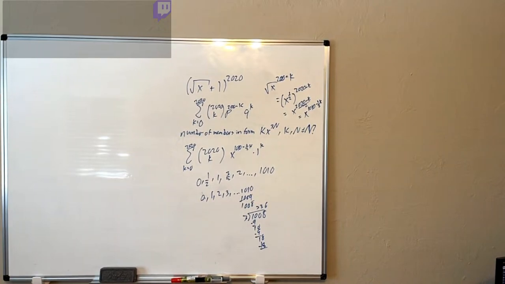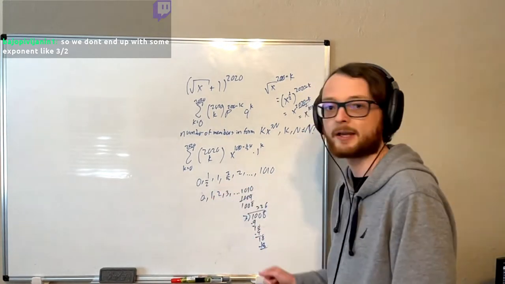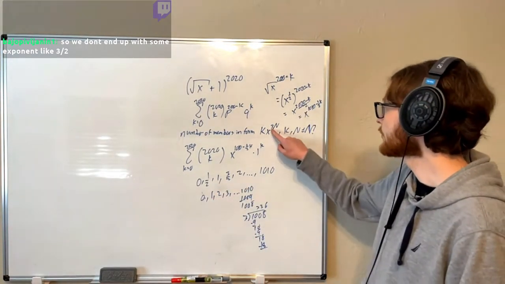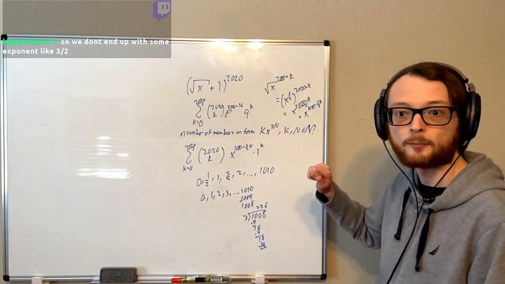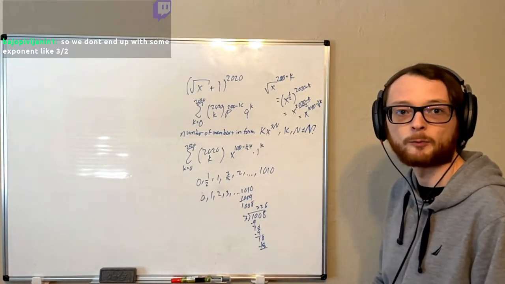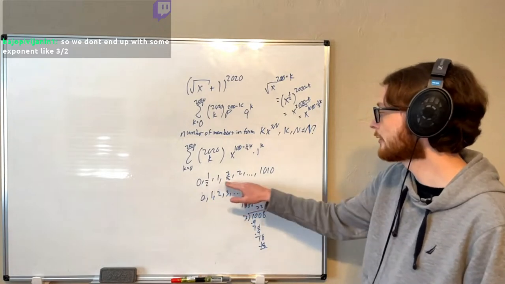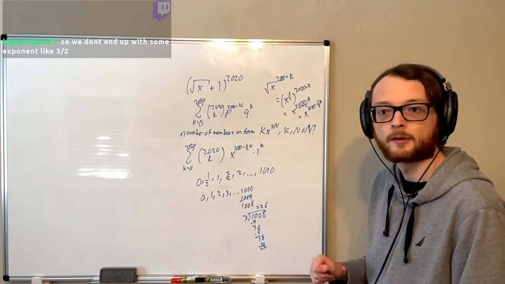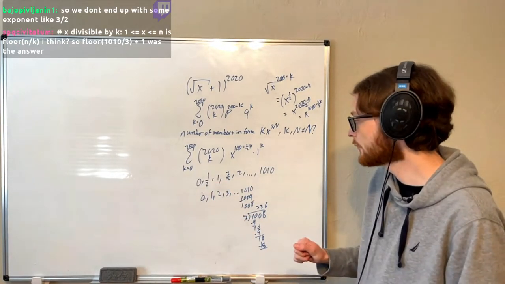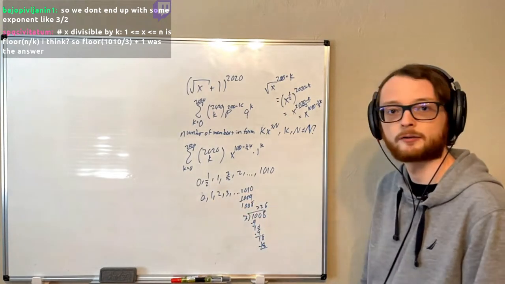So we don't end up with some exponents like 3 or 2. We throw those out immediately because 3 is a whole number, n is a whole number. We're never going to get a fraction if we multiply those two. So we don't need to care. We're never going to count these. The problem becomes counting the number of multiples of 3 between 0 and 1010.